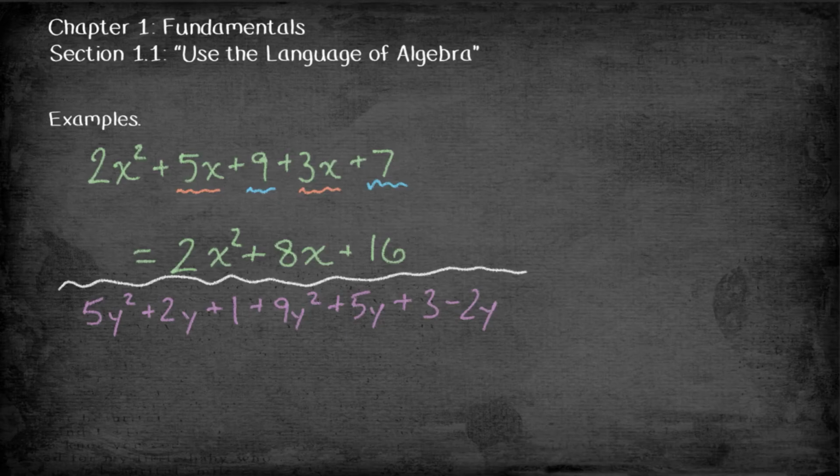And we want to look for all the like terms with a squared. So 5y squared, is there any like term? Yeah. 5y squared and 9y squared. And as far as I can tell, there aren't any other ones. Next, we look at 2y. And what are the like terms with 2y? Well, we have 5y over here, as well as this minus 2y. And finally, 1 and 3 being constants are also like terms.